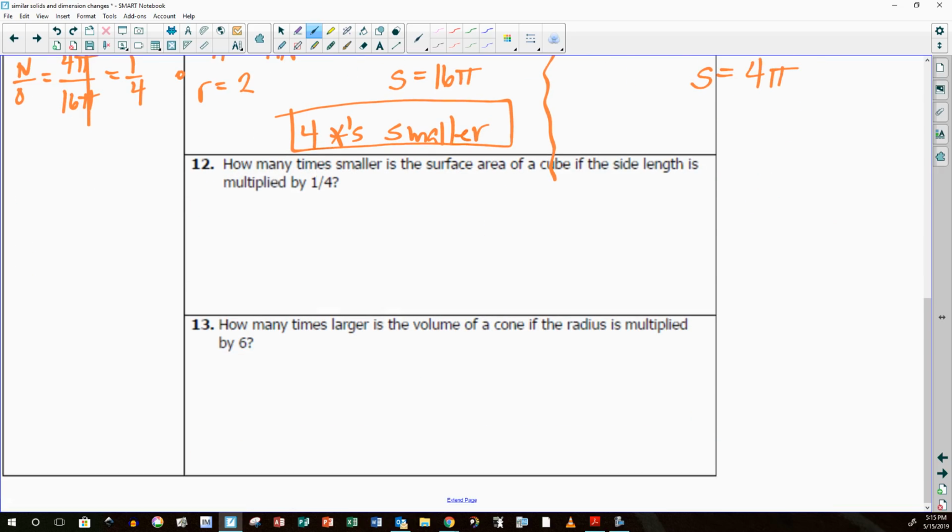All right, I believe these are our last 2. I didn't think I was going to do all of them, but I feel like maybe with me not being there, we need to do them. How many times smaller is the surface area of a cube if the side length is multiplied by 1/4?